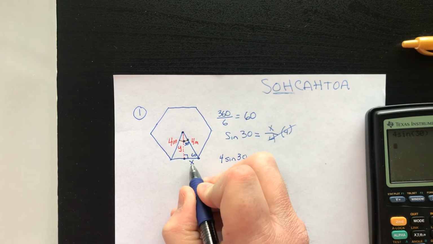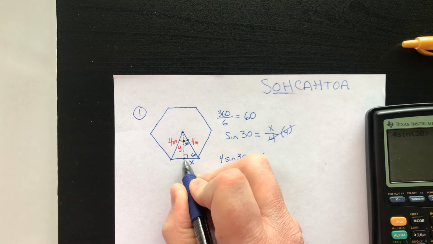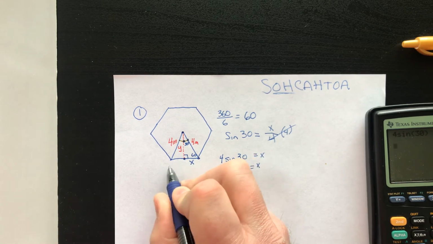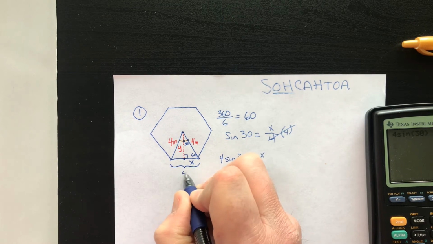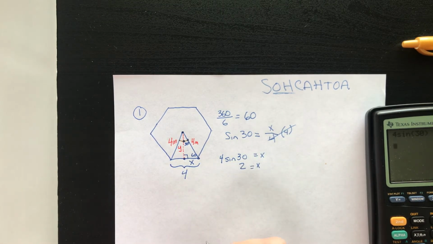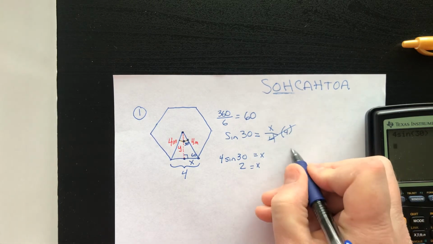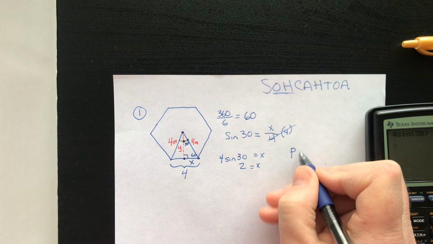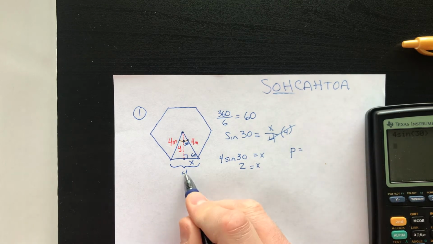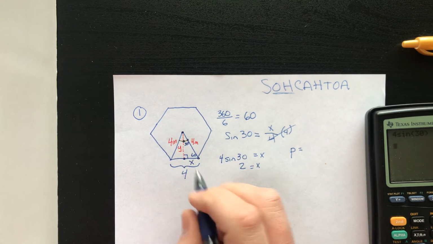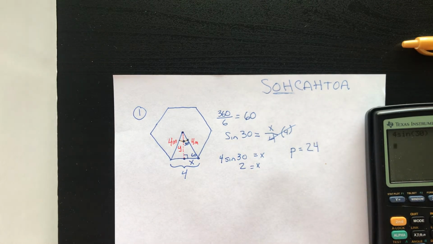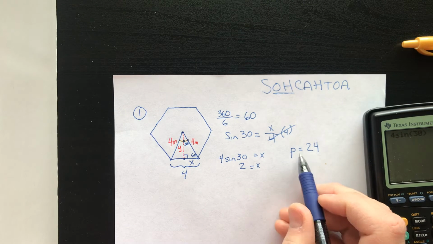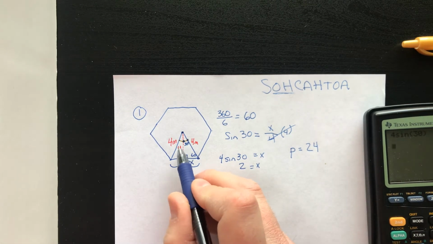So if x is equal to 2, that's the distance from here to here. I know that this entire distance must be 4. And if we need to figure out the perimeter, remember, the perimeter is equal to 4 times the number of sides, which is 6. So my perimeter is 24. Okay? I'm halfway there. I still have to figure out the y.